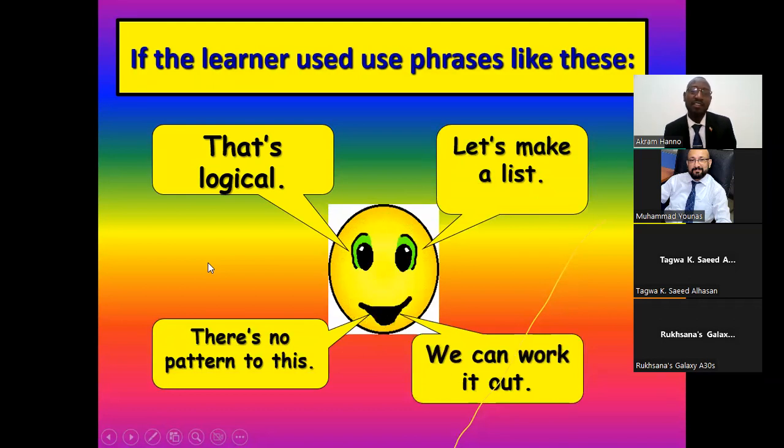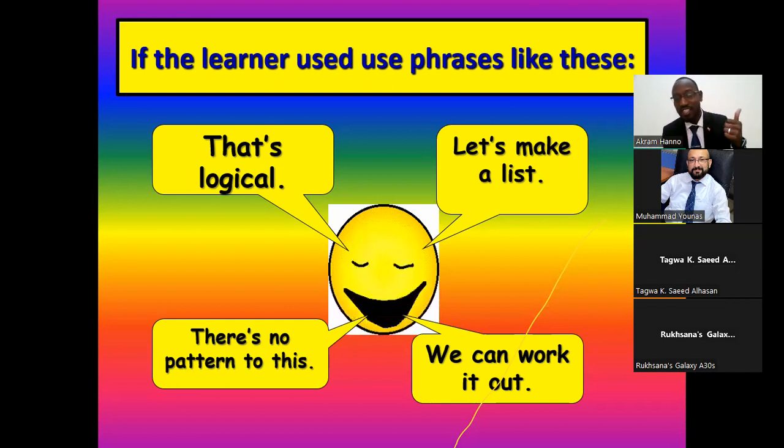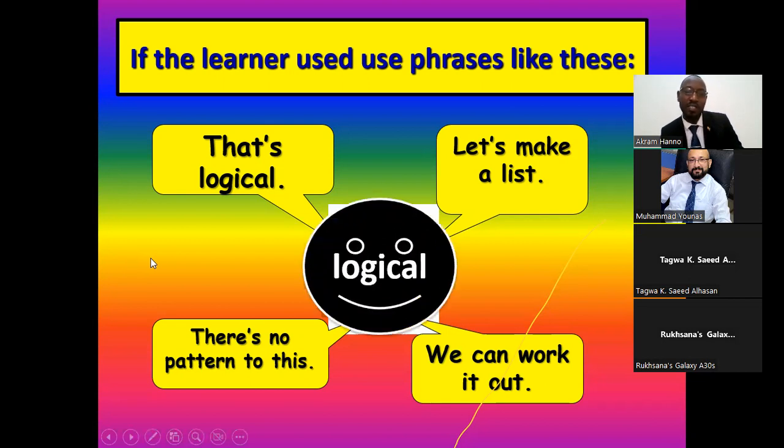Yes, if the learner, your student, uses phrases or sentences like this, that's logical. Or let's make a list. We can work it out. There's no pattern to this. So whatever their learning style, your student must be a logical one, a logical style.